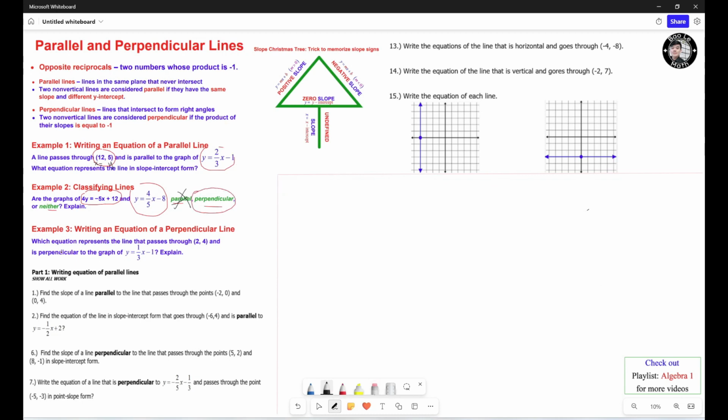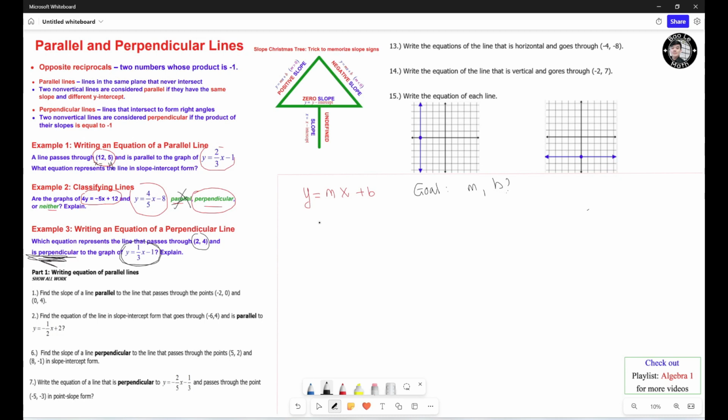Let's move on to example number 3. Writing an equation of a perpendicular line. Which equation represents the line that passes through the point right here and is perpendicular to the graph y equals 1/3 x minus 1? So I just write the line in slope-intercept form, y equals mx plus b. Now the goal is you need to find the slope m and the y-intercept b.